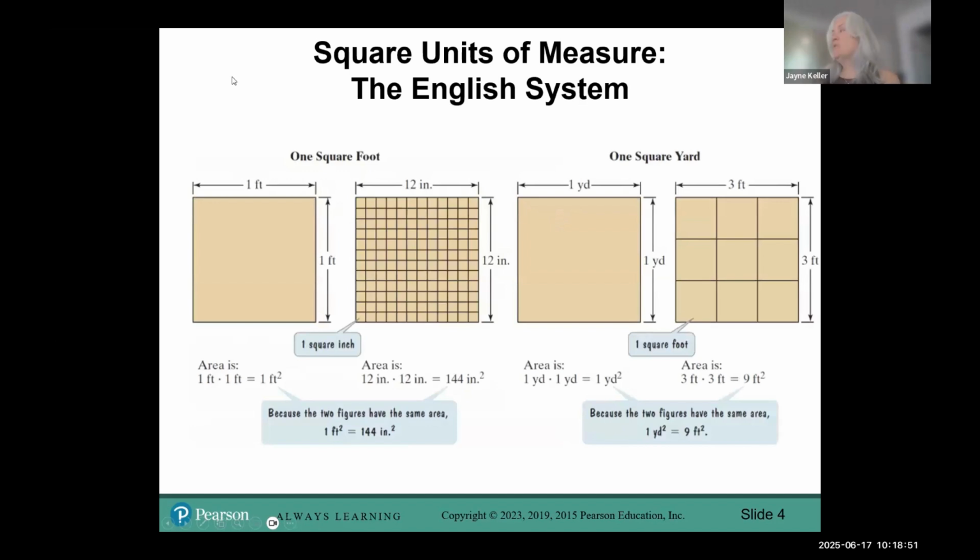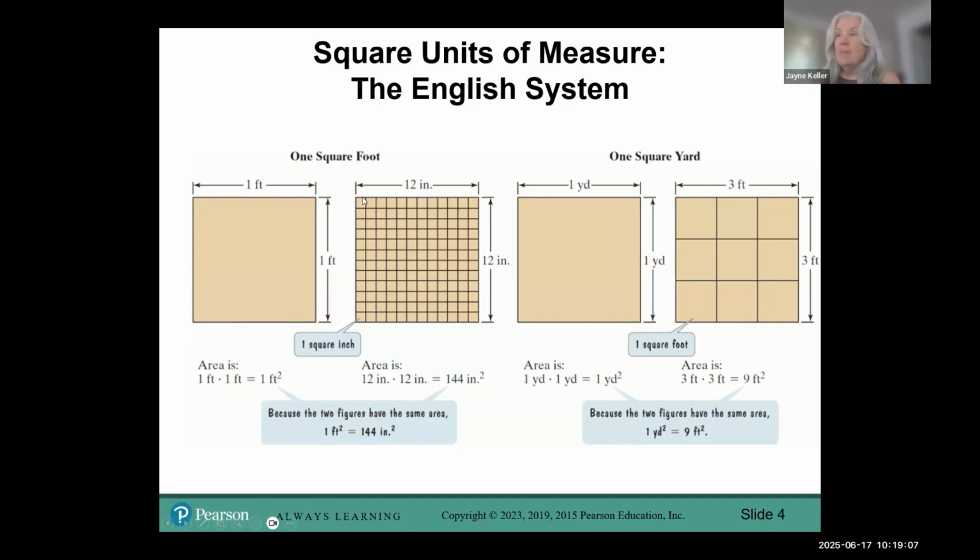Now, here's where it starts to get interesting. When I'm converting from a square foot to a square inch, what I can do is I can think about 1 foot is 12 inches.